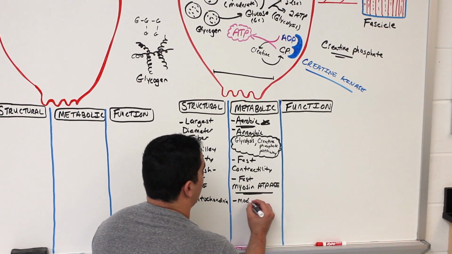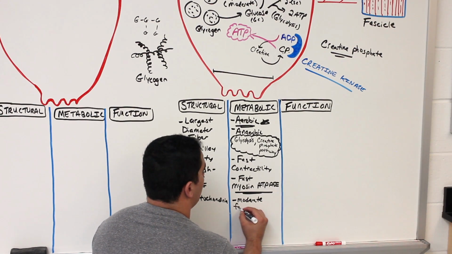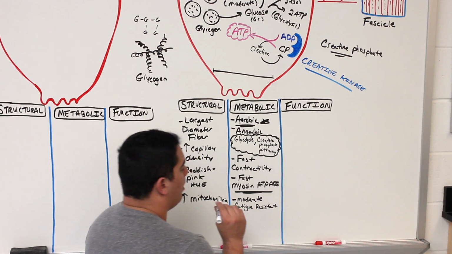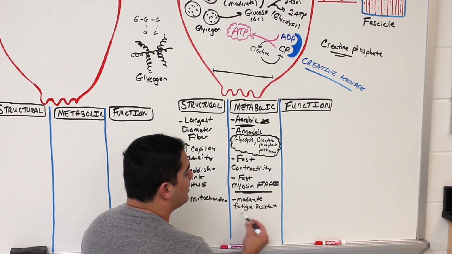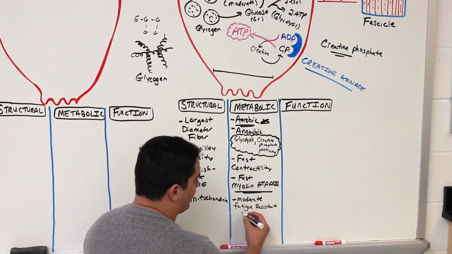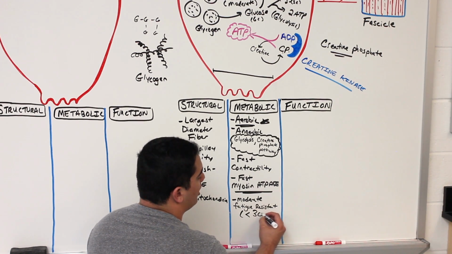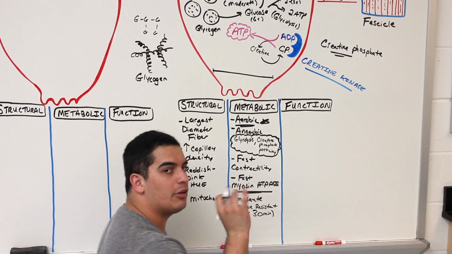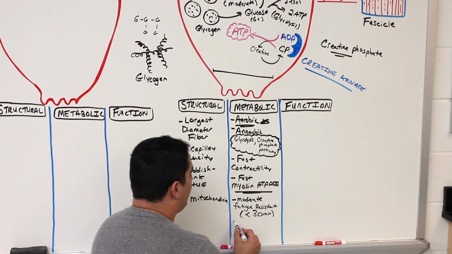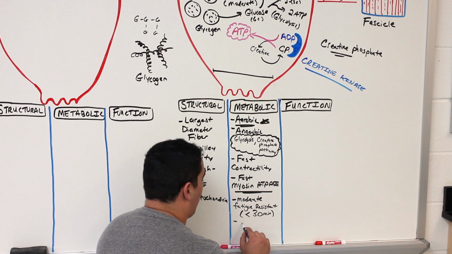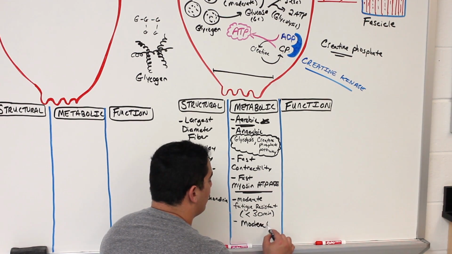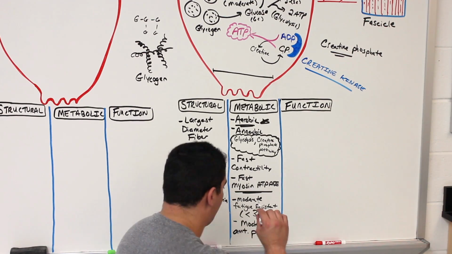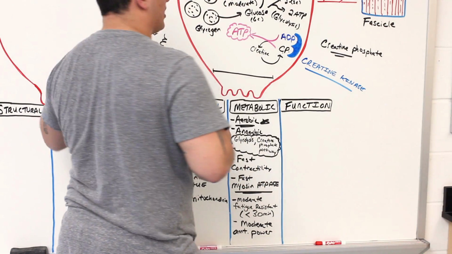So it's moderate fatigue resistant. Because it has a moderate fatigue resistance, like I said, it can last for maybe a little bit less than 30 minutes. So this muscle fiber can continuously carry out its contractile activity for a little bit less than 30 minutes. But it can generate a decent amount of power. So I would say it generates a moderate amount of power, but not as much power as the type IIx muscle fibers.